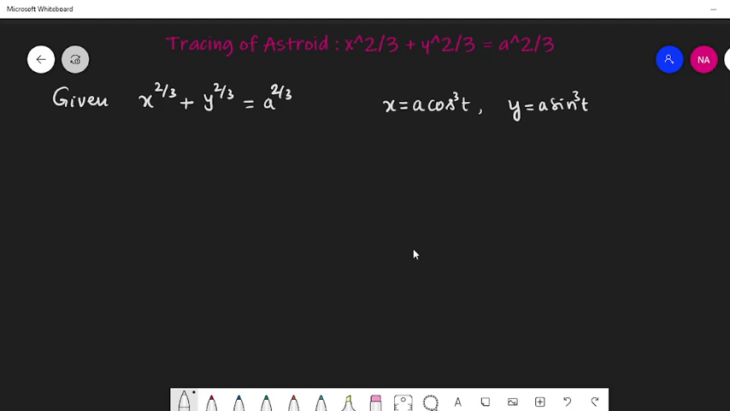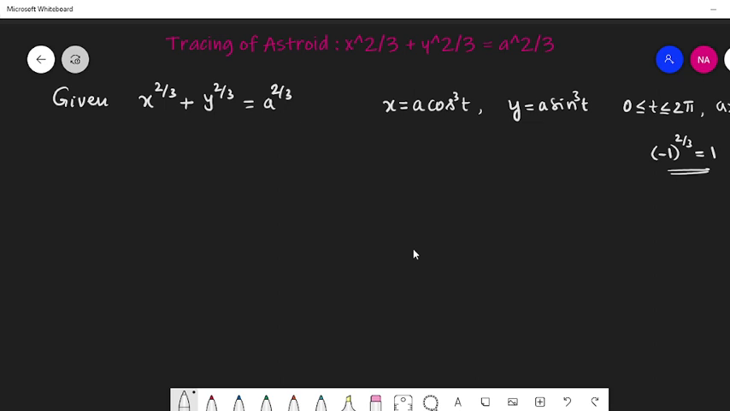And obviously t lies between 0 and 2 pi. If you want, you can mention it. It is understood otherwise. Less than 2 pi or less than or equal to 2 pi you can write, and we will assume a greater than 0. It's a positive constant. And one important point we have to keep in mind is minus 1 power 2 by 3 is plus 1 always. This point is very much important for the discussion of tracing of asteroid.